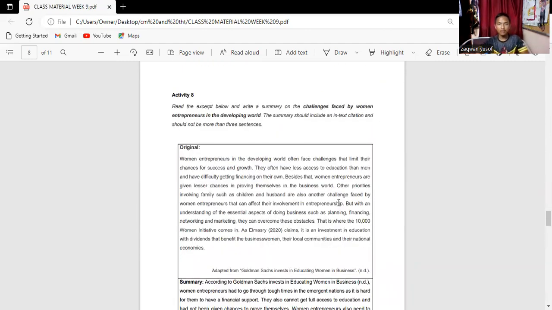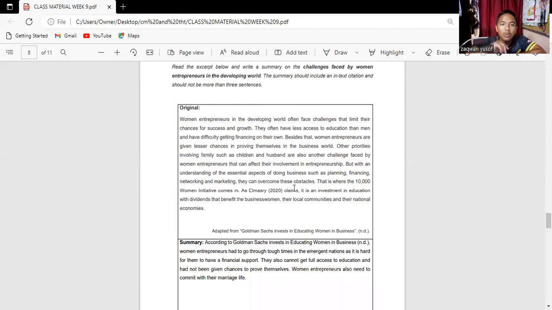Activity number 8, read the excerpt below and write a summary on the challenges faced by women entrepreneurs in the developing world. The summary should include an in-text citation and should not be more than 3 sentences. The original: Women entrepreneurs in the developing world often face challenges that limit their chance for success and growth.